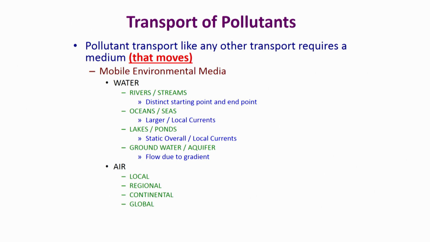So, water can be divided. The way water is present in the environment is in different forms: as surface water, which is essentially rivers, oceans, lakes, and then as groundwater. Rivers and streams have a very distinct starting point and an end point, and they flow. That is one of the major things. They have a velocity and they flow from point A to point B, and we know that many of the rivers start sometimes in the mountains and end up in the sea. This is not necessarily true, but this is one example of a river system.